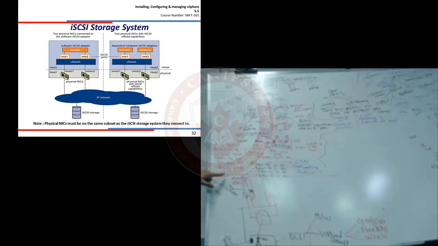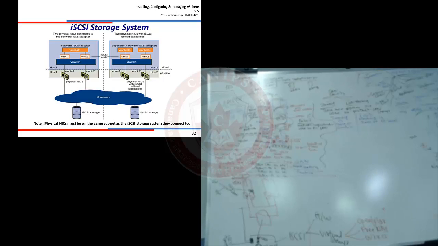IQN is iSCSI unique number. So I stands for iSCSI, Q stands for unique, and N stands for number. So what we do when we create iSCSI storage is use the IQN. Oh yes, it is all IQN.